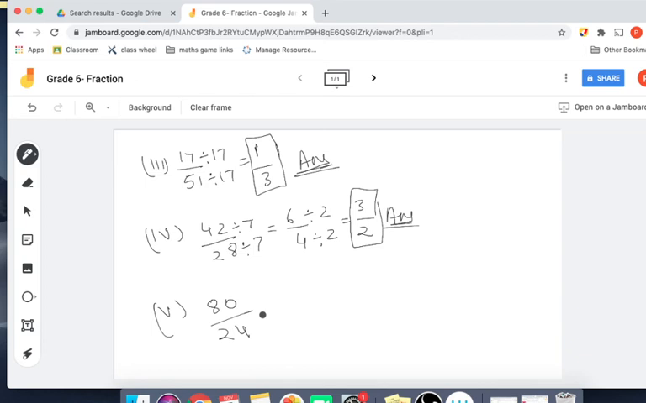Okay, when we will divide it, have you tried it directly with 8? So let's divide it with 8. 8 tens are 80, 8 threes are 24. So this is your answer, right?